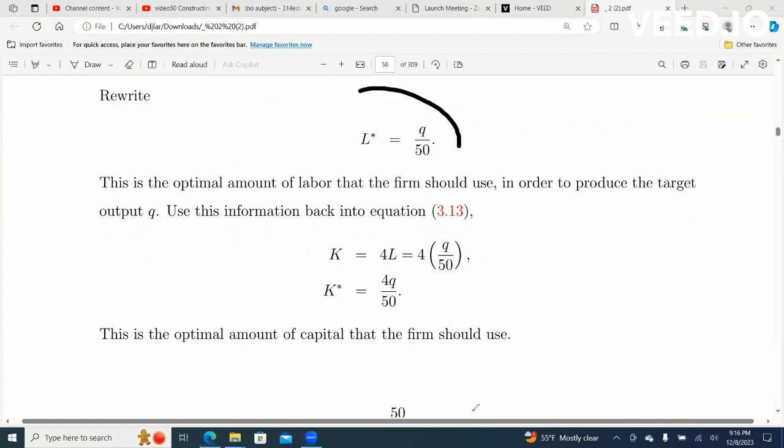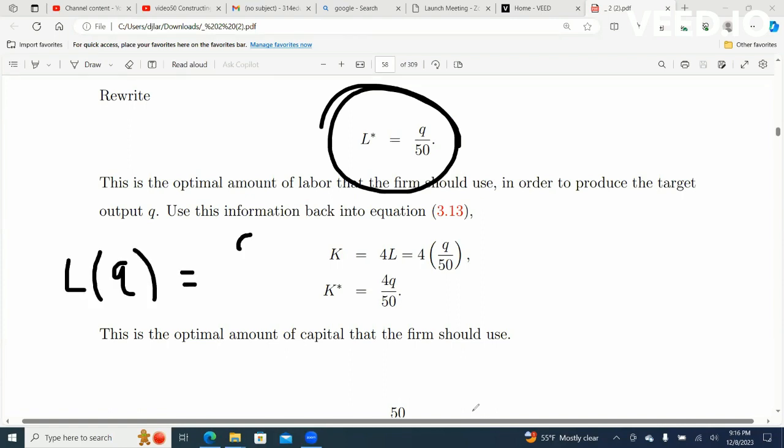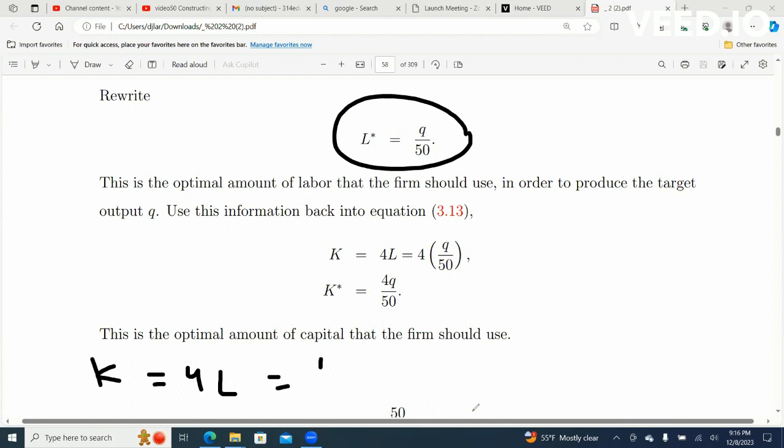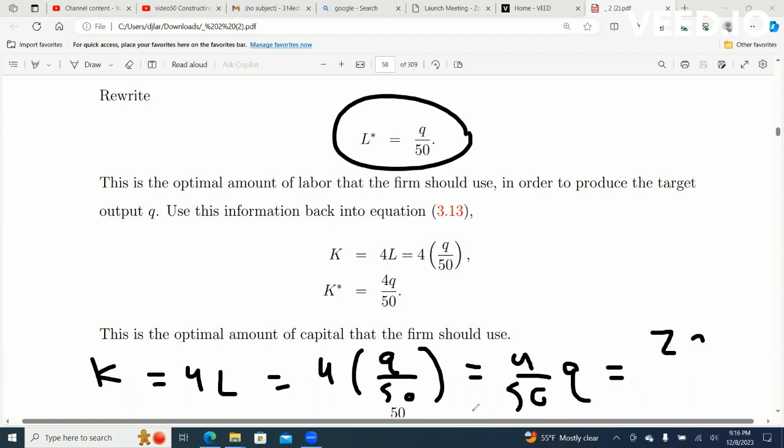We're looking for the labor as a function of Q. We don't write it this way, but it's basically labor as a function of Q equals Q over 50. So we're trying to find the labor, the capital, and finally the cost, all as a function of Q. It's all just algebra. The derivatives in this book are freakishly easy, and it's just algebra. From before, we have K equals 4L, which is going to be 4Q over 50. 4 over 50 is 2 over 25. We get 2Q over 25, and thus we have that.